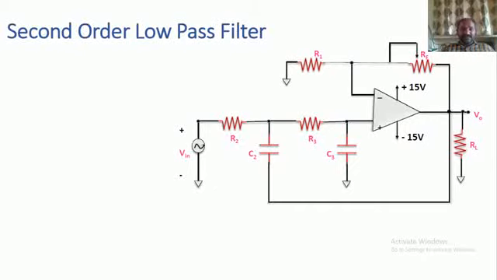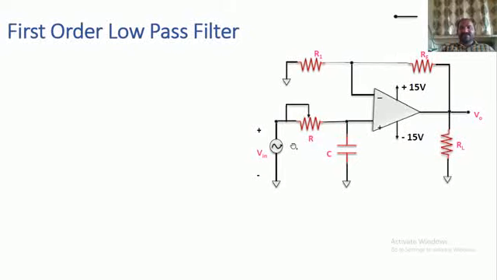Okay, second order filter. As I told you, the first order filter is this one. In the low pass filter, this RC alone is giving the filter response. The R and C combination is giving the filter response. Here we have only one R and only one C, so that's why it is called the first order low pass filter.